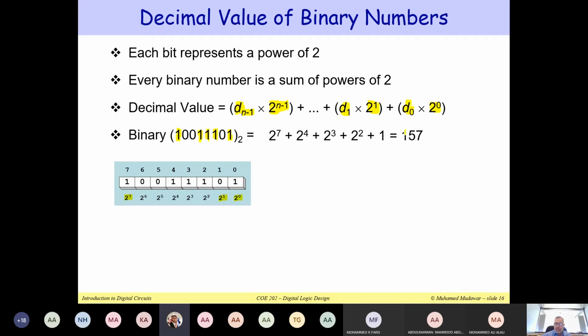Why did we skip the zeros? This is the decimal value of a binary number. So if I would like to represent 157 in binary, I'm going to represent it as 10011101.